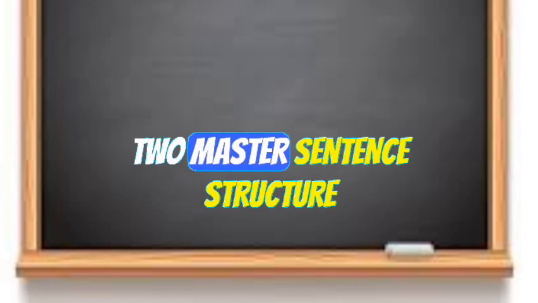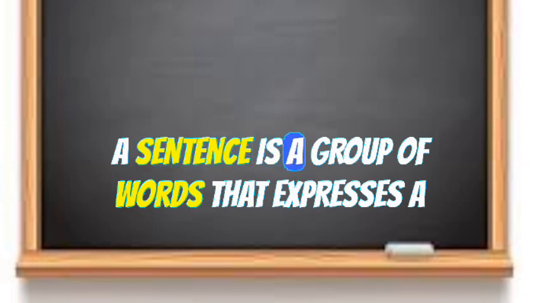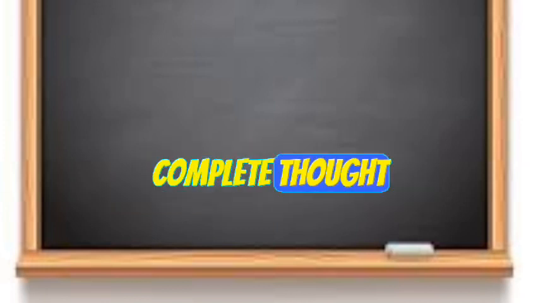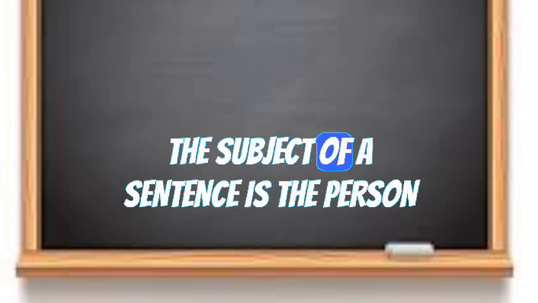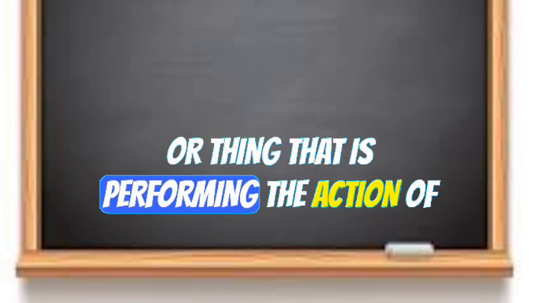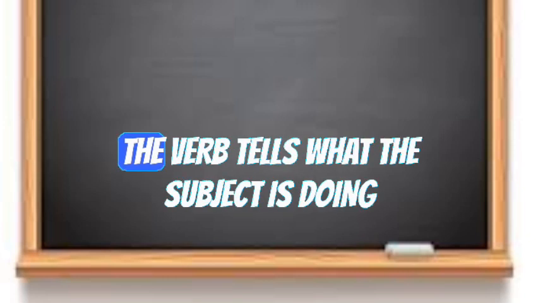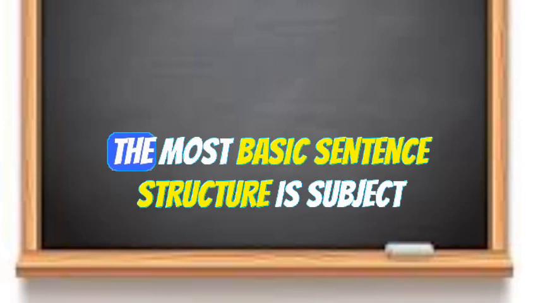2. Master sentence structure. A sentence is a group of words that expresses a complete thought. It has at least one subject and one verb. The subject of a sentence is the person or thing that is performing the action of the verb. The verb tells what the subject is doing. The most basic sentence structure is subject-verb, SV.